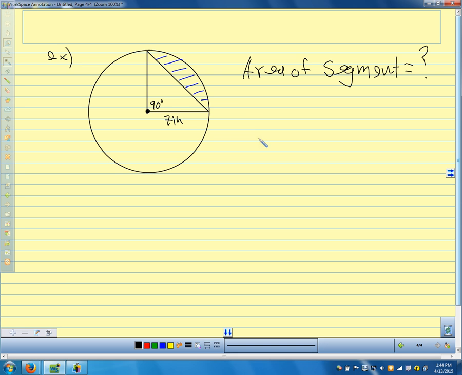So we know that the area of the segment, and I'm just going to write it out this way in shorthand, the segment equals sector minus triangle. That's how we're going to go about this. So let's find the area of the sector.